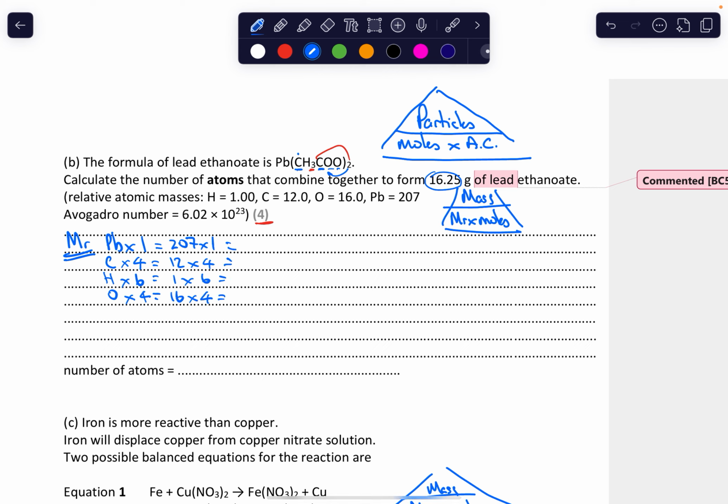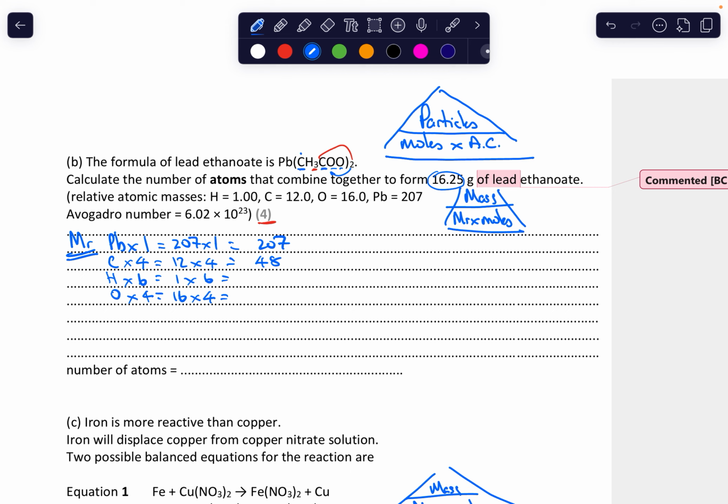Okay, let's do some maths with these numbers. So 207 is an easy one. 4 times 12 is 48. 6 times 1 is 6, and that's going to be 64. Let's add them all up. So we've got 207 plus 48 plus 6 plus 64. That's given me 325 as a final answer. So we now got the MR.